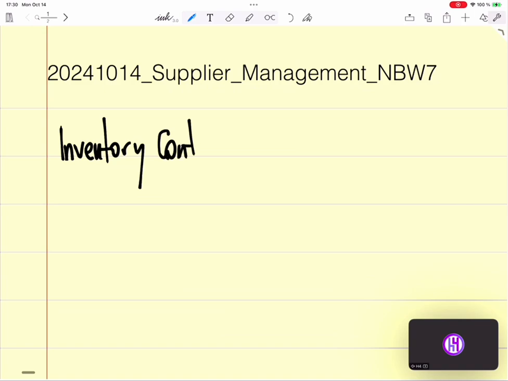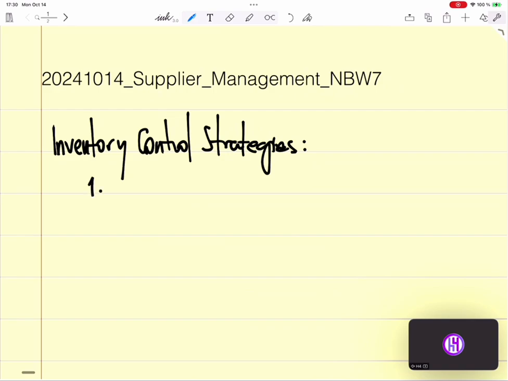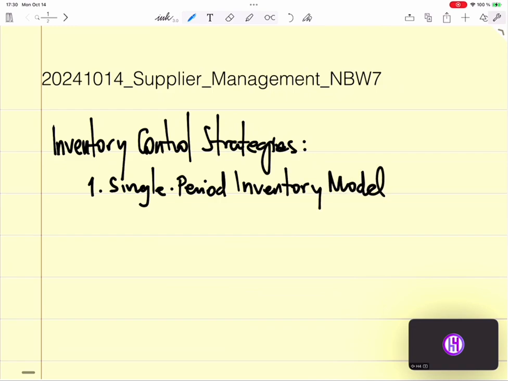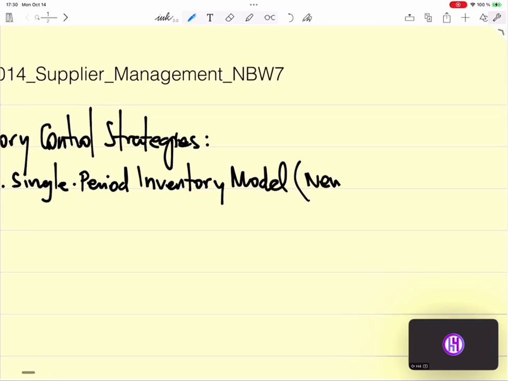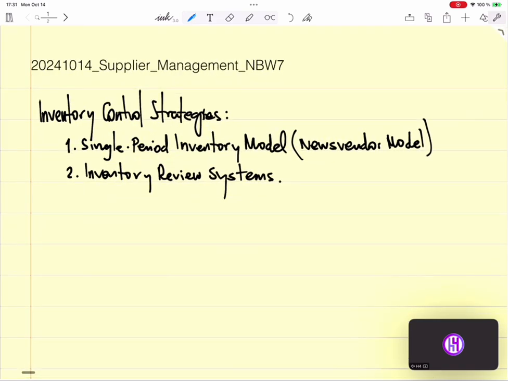inventory control strategies. And we will look at two methods today. One is the single period inventory model, also called the newsvendor model, news from newspaper. And the second one is the inventory review systems. Okay, so let's look at each of these methods.